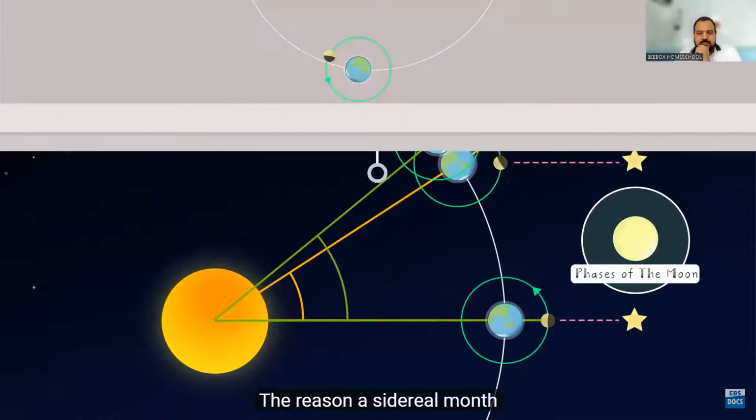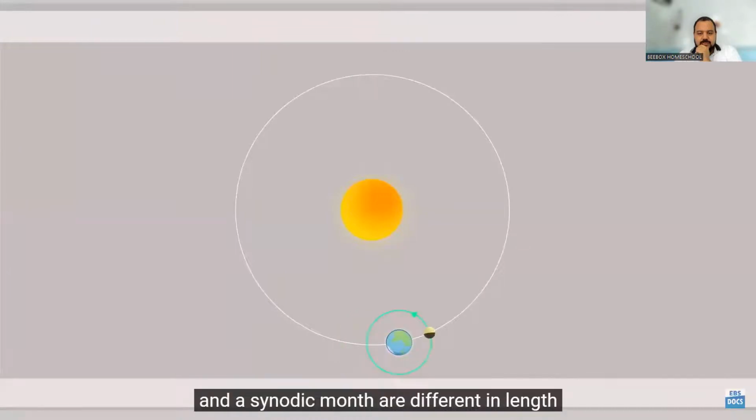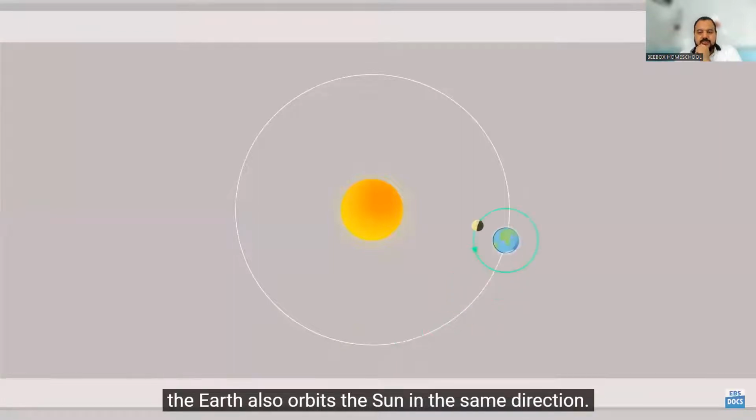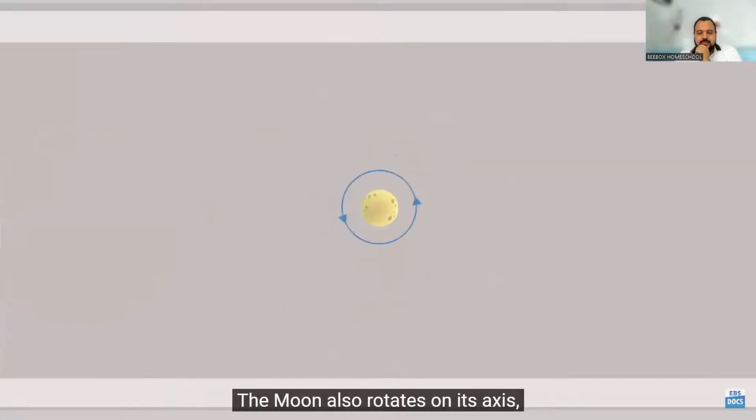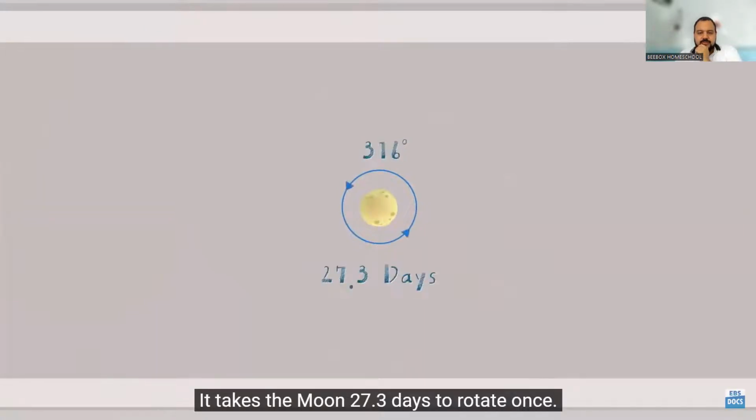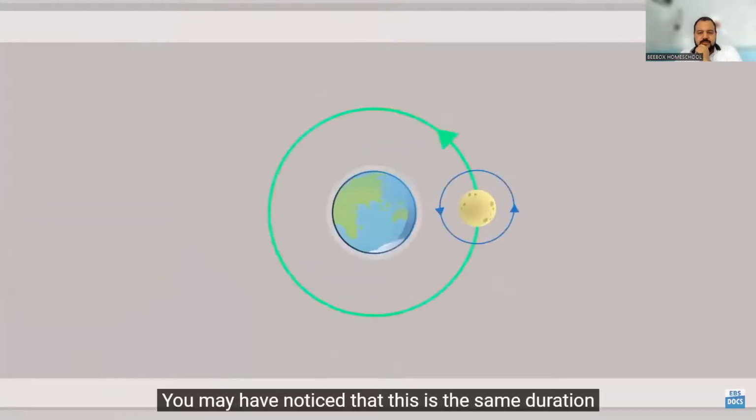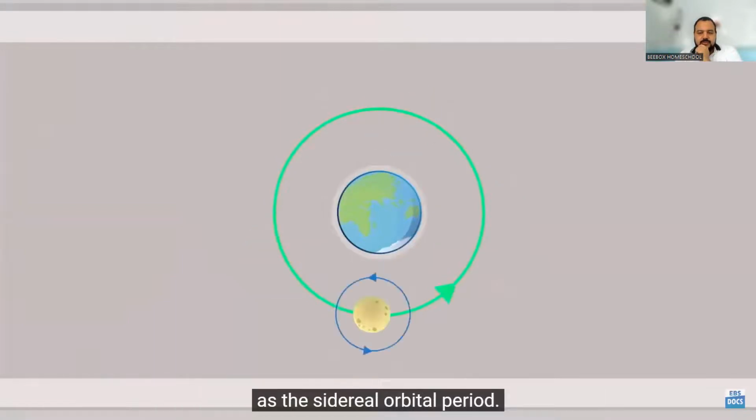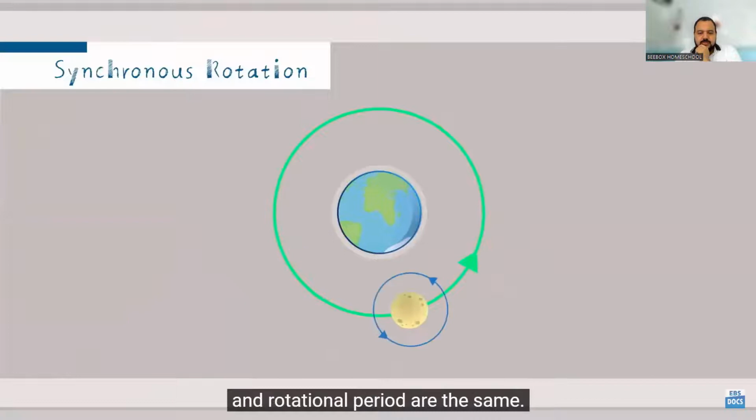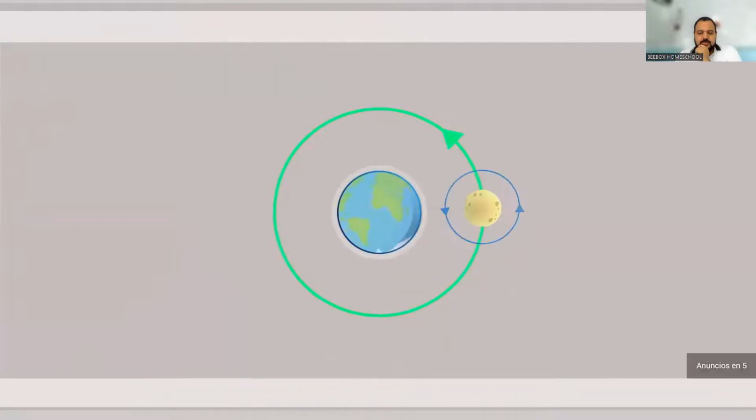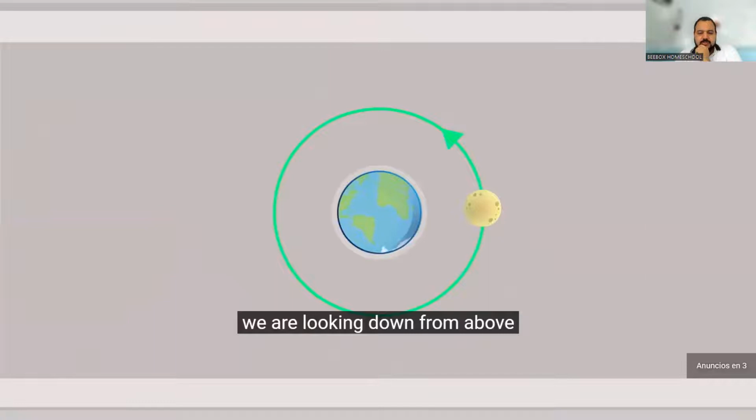The reason a sidereal month and a synodic month are different in length is that as the moon orbits the Earth, the Earth also orbits the sun in the same direction. The moon also rotates on its axis from west to east. It takes the moon 27.3 days to rotate once. You may have noticed that this is the same duration as the sidereal orbital period. Synchronous rotation is the term used to refer to the fact that the moon's orbital period and rotational period are the same. Let's assume we are looking down from above at the moon orbiting the Earth.